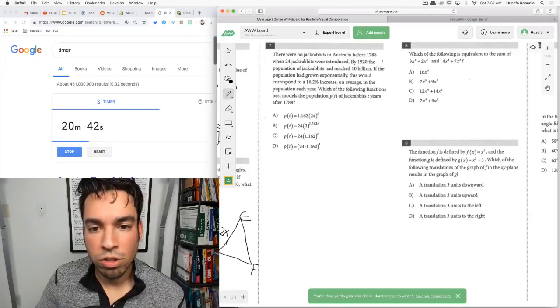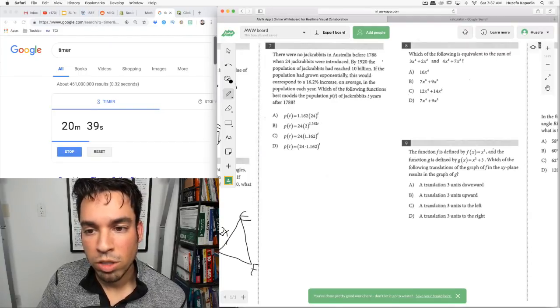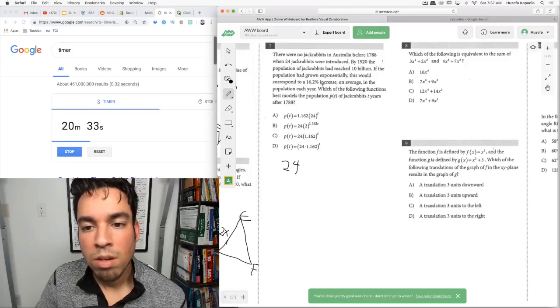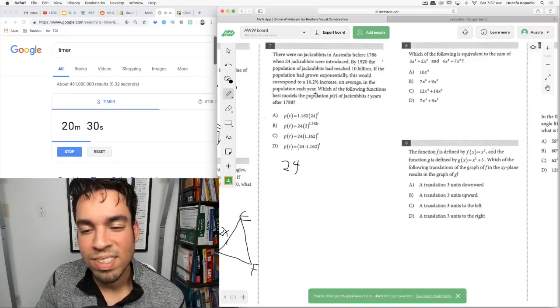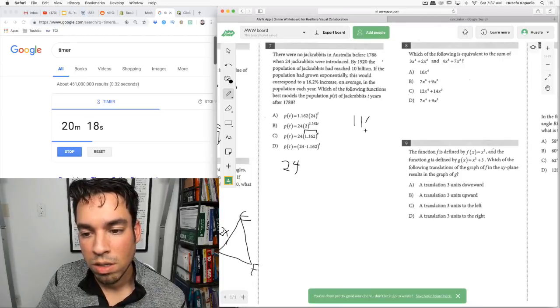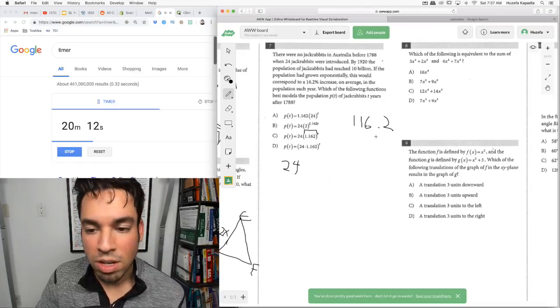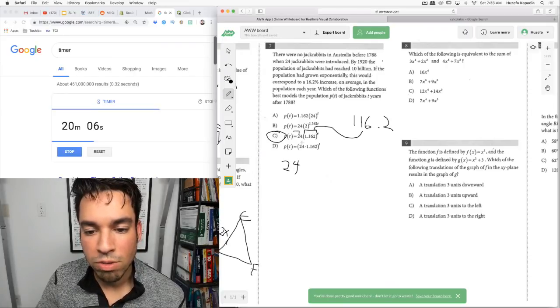Next, there are no jackrabbits in Australia before 1978 when 24 jackrabbits were introduced. By 1920, the population had reached 10 billion. So 24 and then it becomes 10 billion. Population grown exponentially. This would correspond to a 16.2% increase on average. I already know that the value in here has to be 116.2%. That's the equivalent, right? Because if it's growing at 16.2 each year, it's 116.2% of the previous year. That in decimal format is this. I already know this is the right answer, but let's just read it. And then 24, this is my initial value for an exponential growth equation. And then to the t, and that's each year, and that's why t is up there. Done.